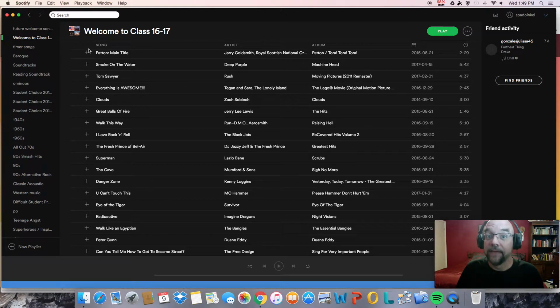Here's how this playlist works. When the dismissal bell rings, I start playing I Love Rock and Roll either right at the dismissal bell or shortly after it. The Fresh Prince of Bel-Air will end as the tardy bell is ringing, which takes us right into the song Superman by Lazlo Bane, also known as the theme to Scrubs. It also moves straight into The Cave, Mumford & Sons. So after the tardy bell, I have two songs that run for a total of about 7 minutes.